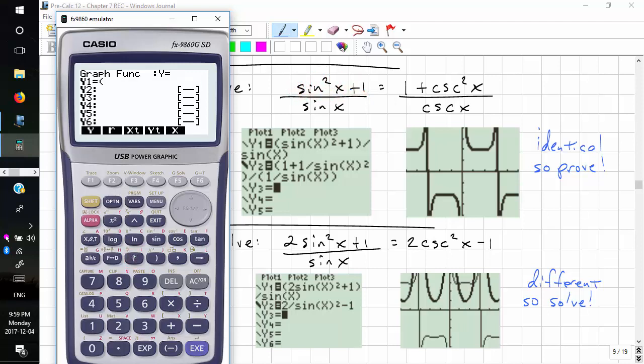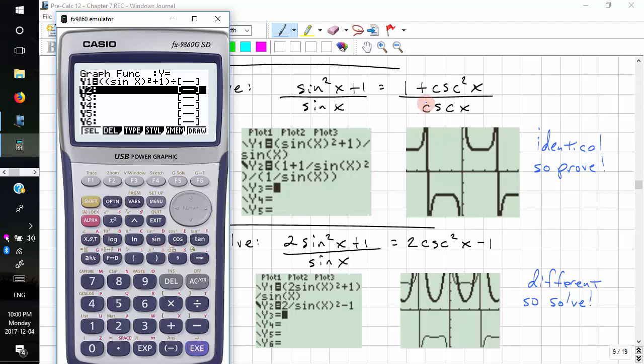So we enter bracket sine x. And we actually need an extra bracket for the Casio. So if we want to square the sine function, we need a bracket around it, and then squared plus 1, and a close bracket for the numerator divided by sine x.